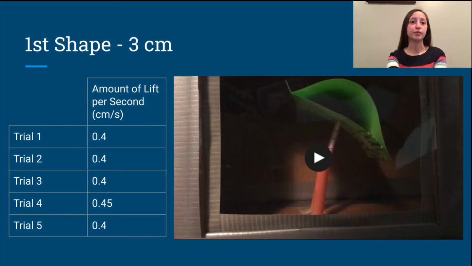For my first shape of a 3 centimeter height, the amount of lift per second for trial 1, 2, and 3 was 0.4 centimeters per second. For trial 4, it was 0.45 centimeters per second. Trial 5 was 0.4 centimeters per second. You can see it roughly stayed the same except for trial 4. I'll show you the video of the 3 centimeter height now.